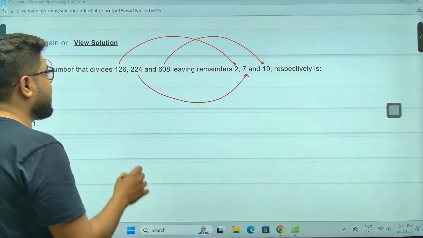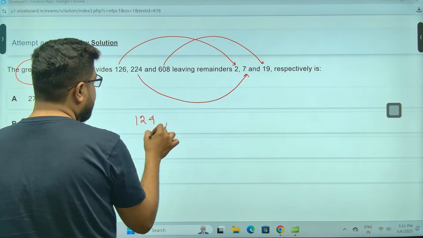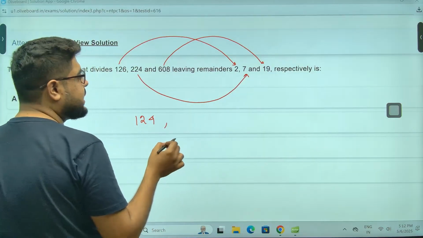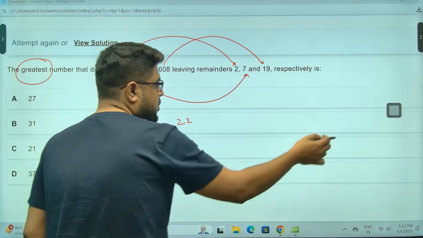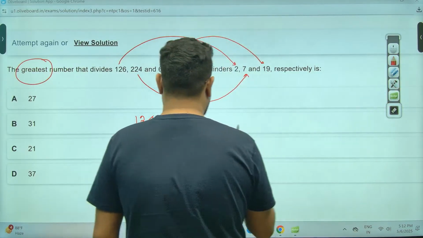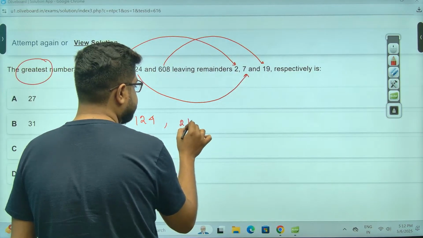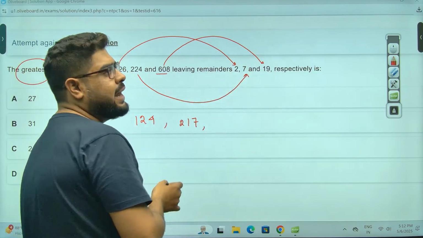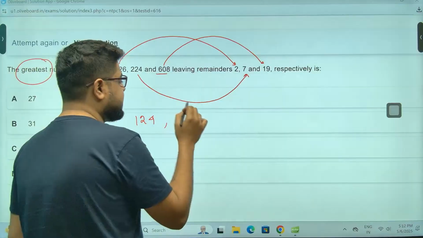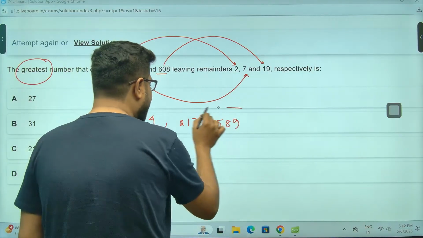Sir, it will be 126 minus 2, that is 124. 224 minus 7, that is how much? 217. 608 minus 19. 608 minus 8 is 600, so minus 10 is 590, so it is 589.